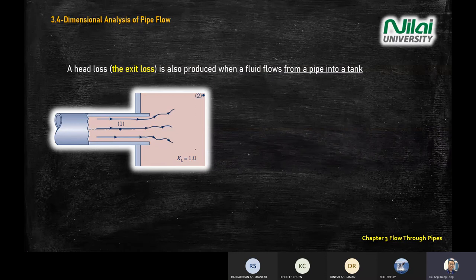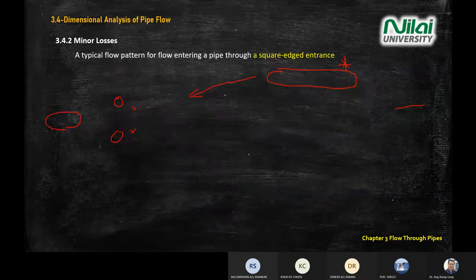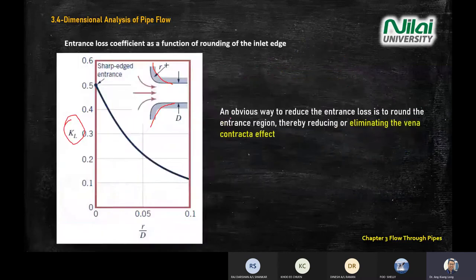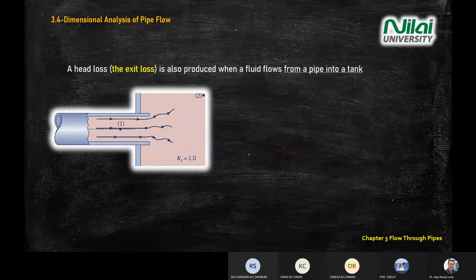Another one is the opposite, because what I just showed you is flow from left to right, with the re-entrance sharp edge and rounded surface like this. What happens if we convert? If we have a different case, as you can see here, the flow is flowing from the pipe into the big tank. If you compare point 1 and point 2, at point 2, your K_L equals 1.